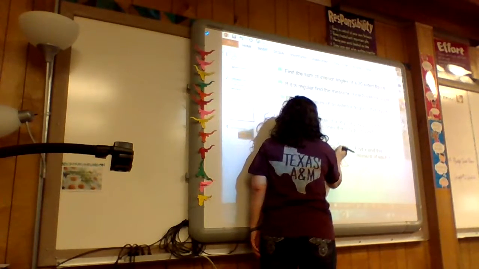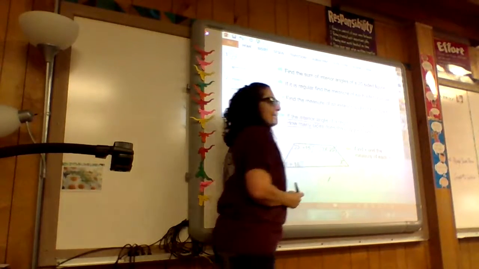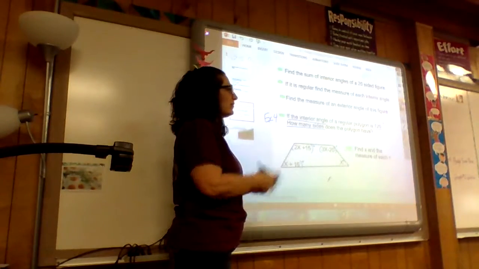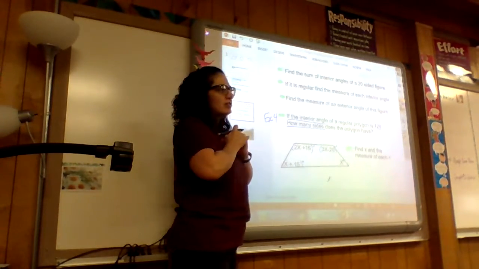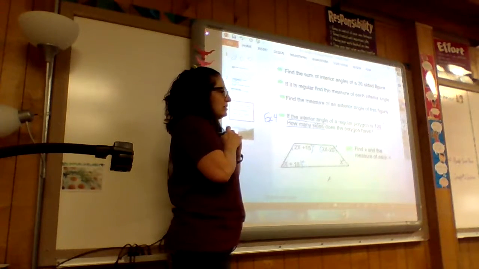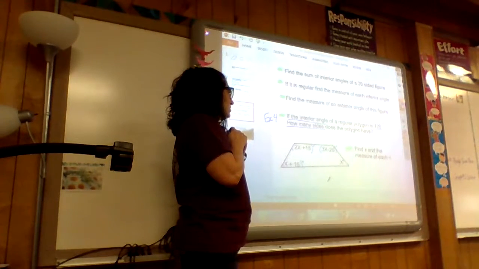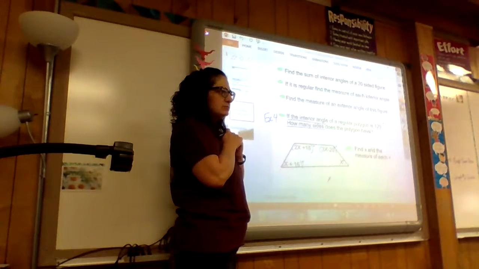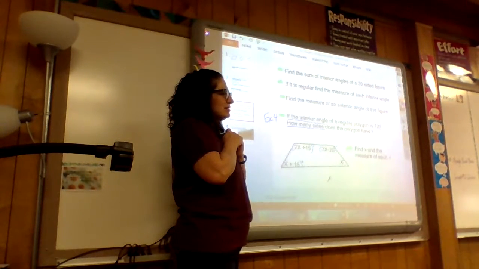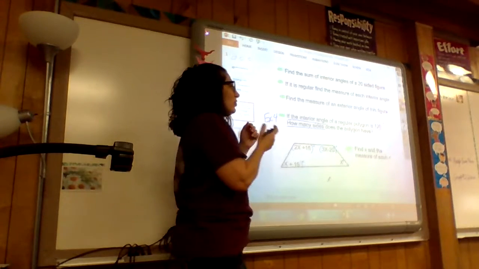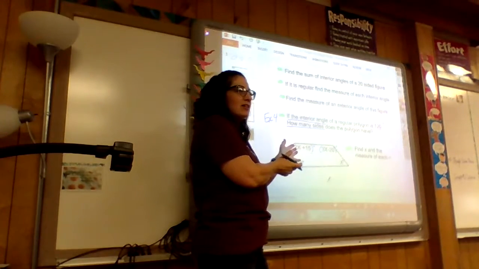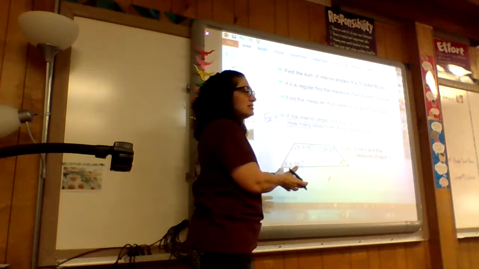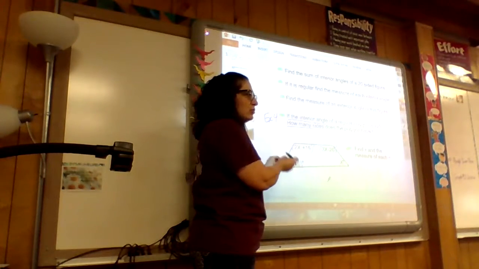We're going to find the value of x and then figure out what each angle is in this figure. 7x plus 10. Okay, so 7x plus 10, but what is it going to equal? No, 360. It's the same concept we use for our triangles that equal 180.